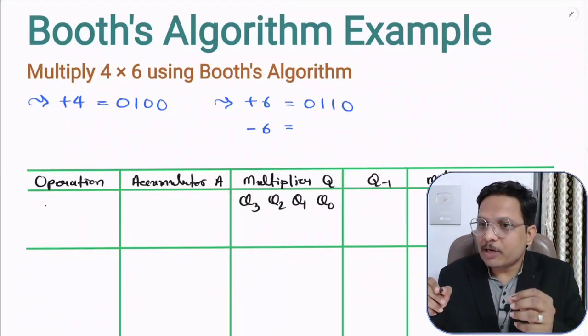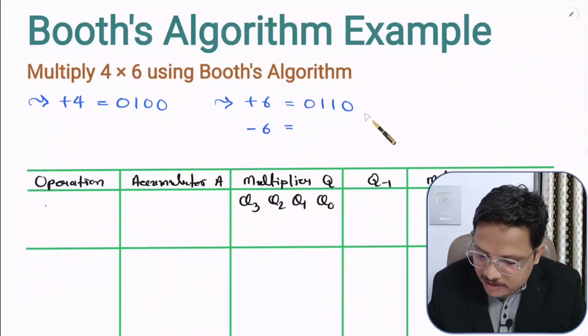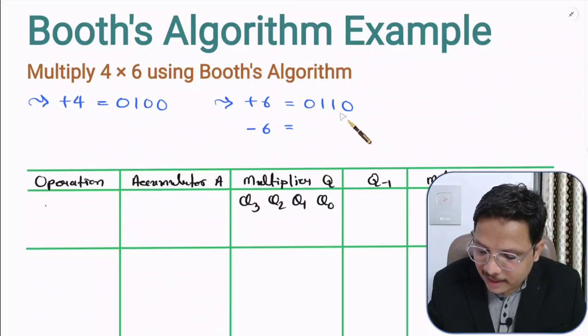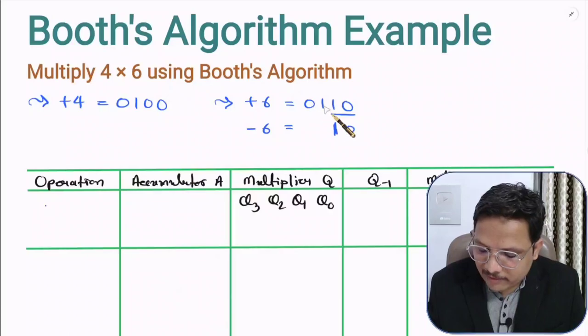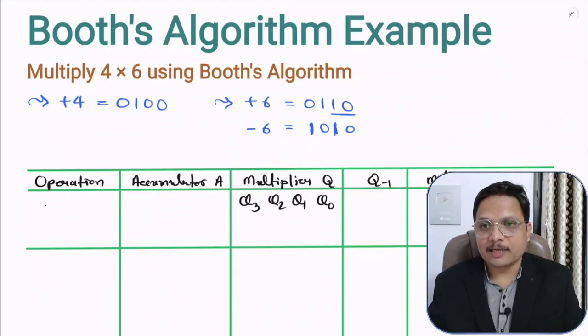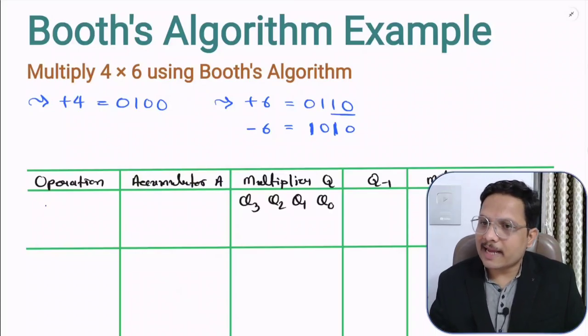So here I'll take the 2's complement of plus 6. You have to read the data from this direction and copy the data until you reach the first one. Going from this direction, here I have the first one, so I copy the data as it is, 0 and 1. After the first one, whatever data is there, I need to complement. So this 1 becomes 0 and this 0 becomes 1. So this is minus 6. This is how we have the multiplier and multiplicand.